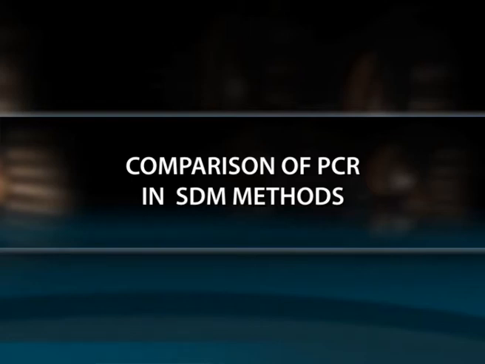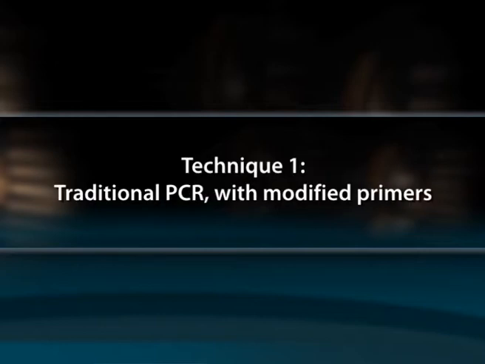Comparison of PCR in site-directed mutagenesis methods. Technique 1. Traditional PCR with modified primers. This type of site-directed mutagenesis uses PCR primers designed to contain the desired change.